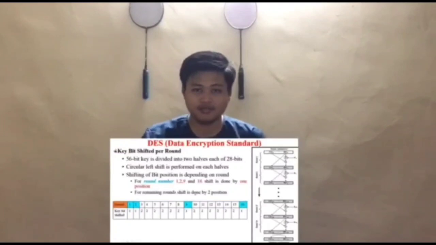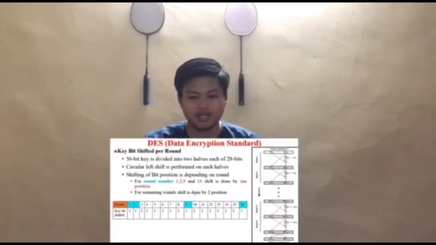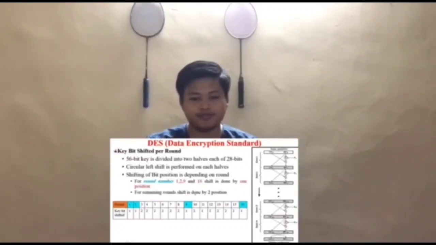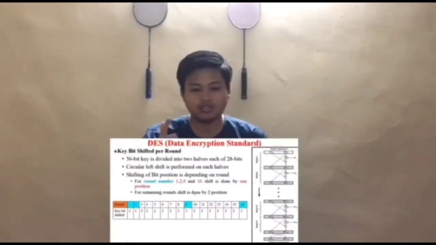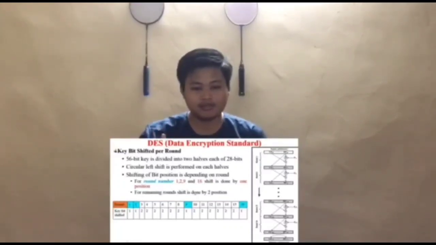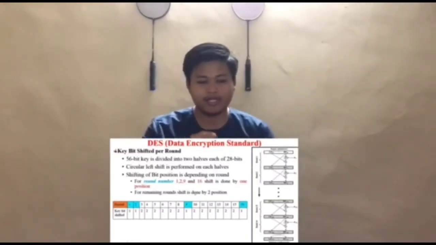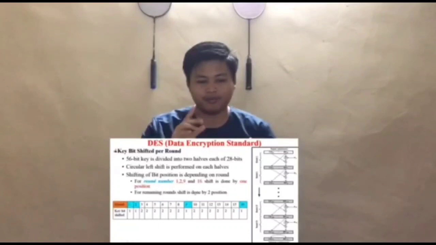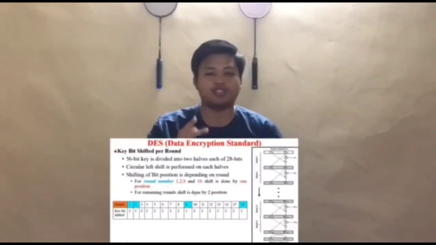Next is key bit shifted per round. The 56-bit key is divided into 2 halves of 28 bits each. So 28 bits plus 28 bits is 56 bits. Then a circular left shift is performed on each half. The shifting of bit position depends on the round. For example, for round number 1, 2, 9 and 16, the shift is done by 1 position, and for the remaining rounds the shift is done by 2 positions. For example, you can look at this table. Thank you.